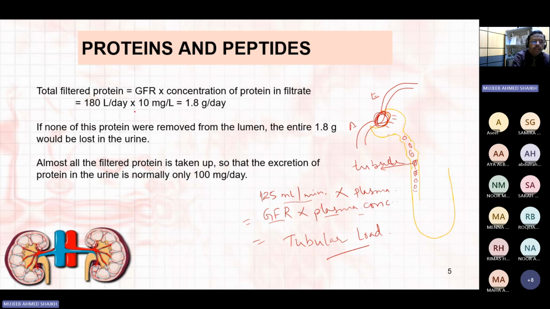So total filtered protein is equal to GFR times the concentration of protein in the filtrate, which is about 1.8 grams per day. But almost all the filtered protein is taken up. It is filtered, but after that it is reabsorbed, or you can say converted into amino acids or peptides, and only 100 milligrams per day is lost into the urine, which is not detected in our test. Okay.